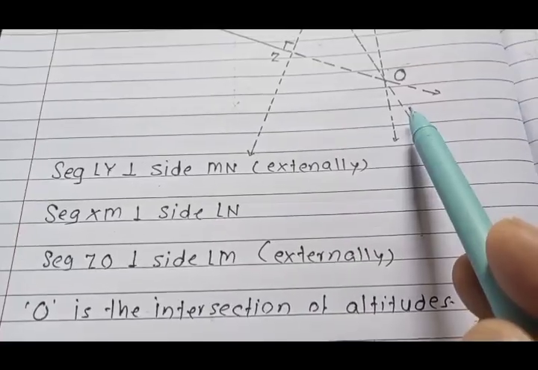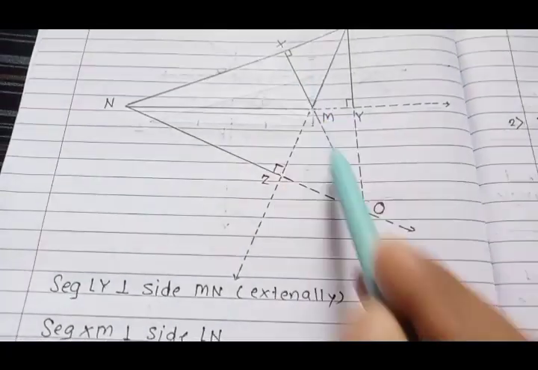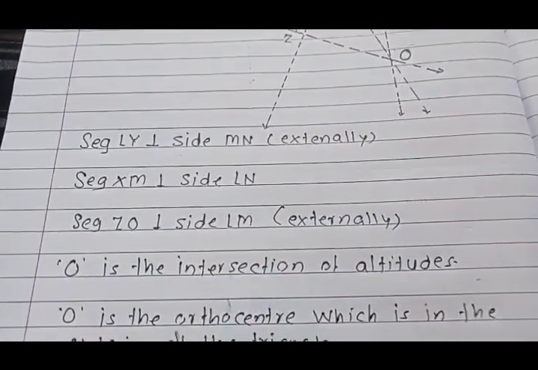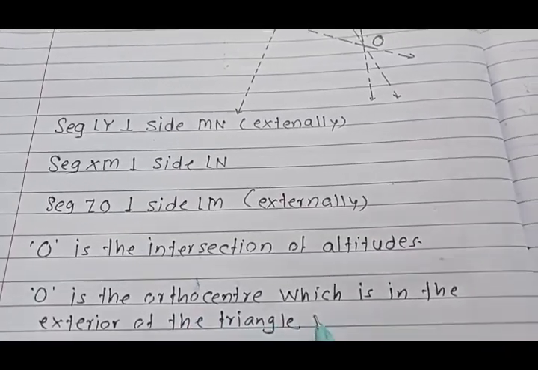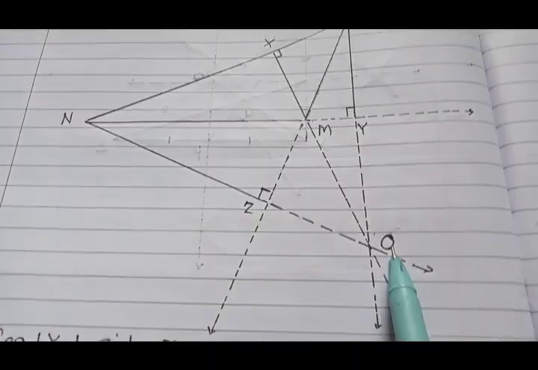So O is the intersection of the altitudes. This is the first altitude, then this altitude, and the third one. Then O is the orthocenter, which is in the exterior of the triangle.